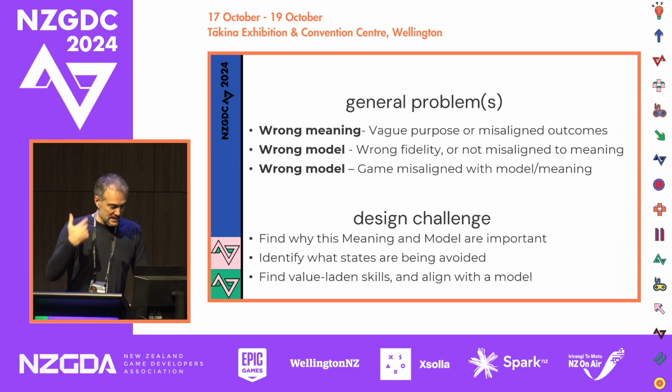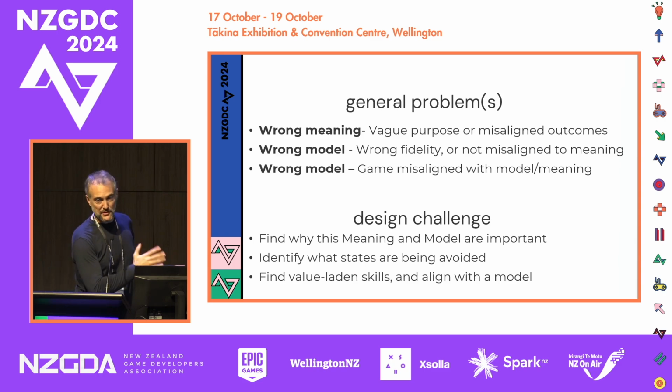The wrong reality is basically they've focused on the wrong part of the reality. The fidelity's wrong, too high, way too abstract, or they're really lost in the details. In this case, they were just focused on the handbook and not on the ethical decision making. They were misaligned to the meaning of making better ethical decisions, and the model they had was not engaging them in that very well either.